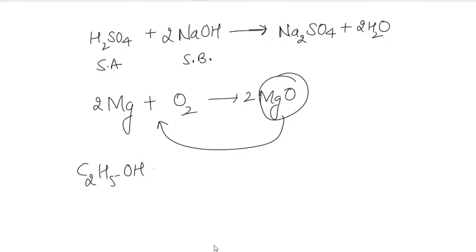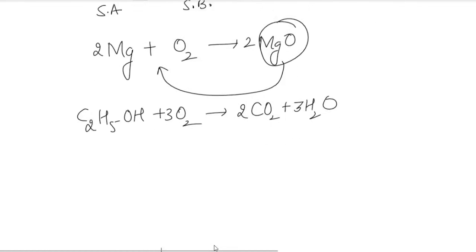if we have ethanol, we burn ethanol, okay, so we get carbon dioxide and water. So from carbon dioxide and water, we are not able to prepare back ethanol. So these are irreversible reactions. I think it is clear to you what irreversible reactions are.